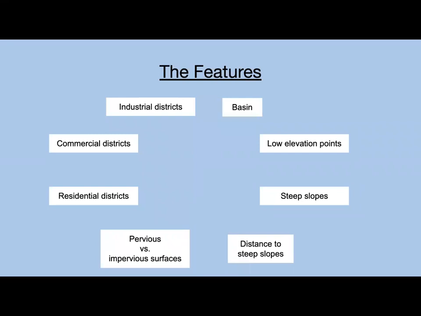Basin refers to the watershed, which is the area where bodies of water like rivers and streams flow to. Low elevation points, steep slopes, the distance from streams to steep slopes, the permeability of the surfaces, and land use districts like residential, commercial, and industrial.